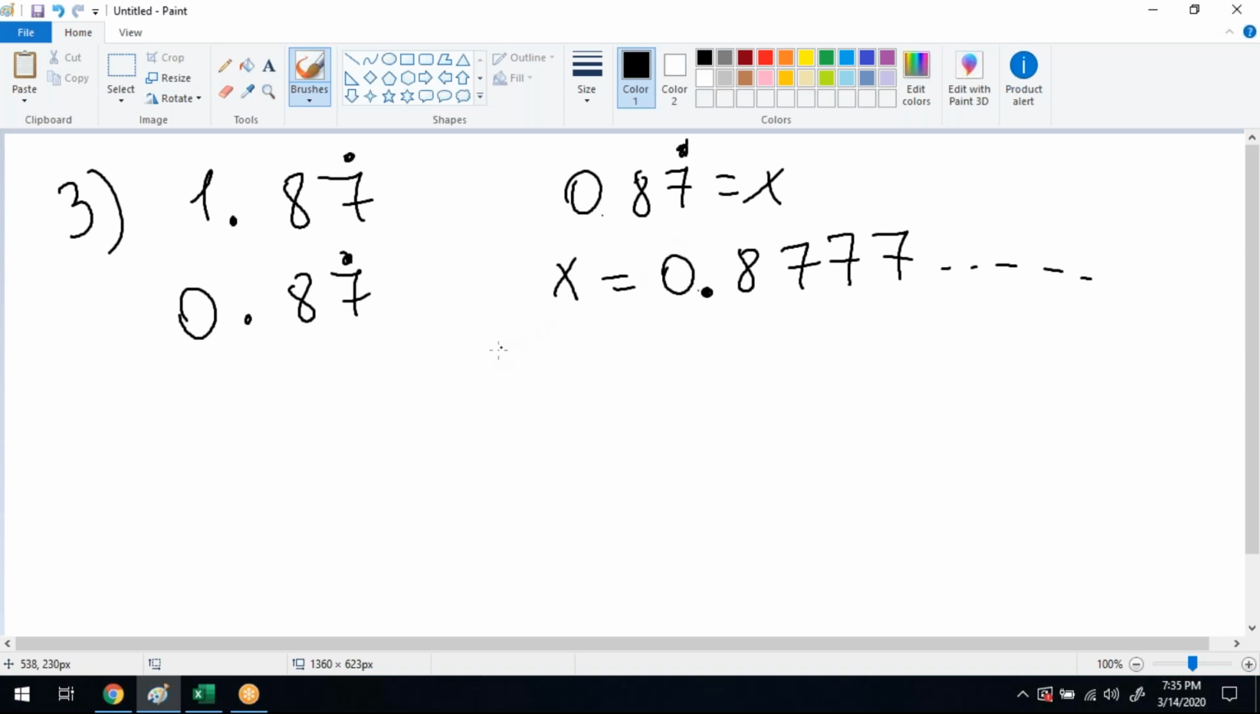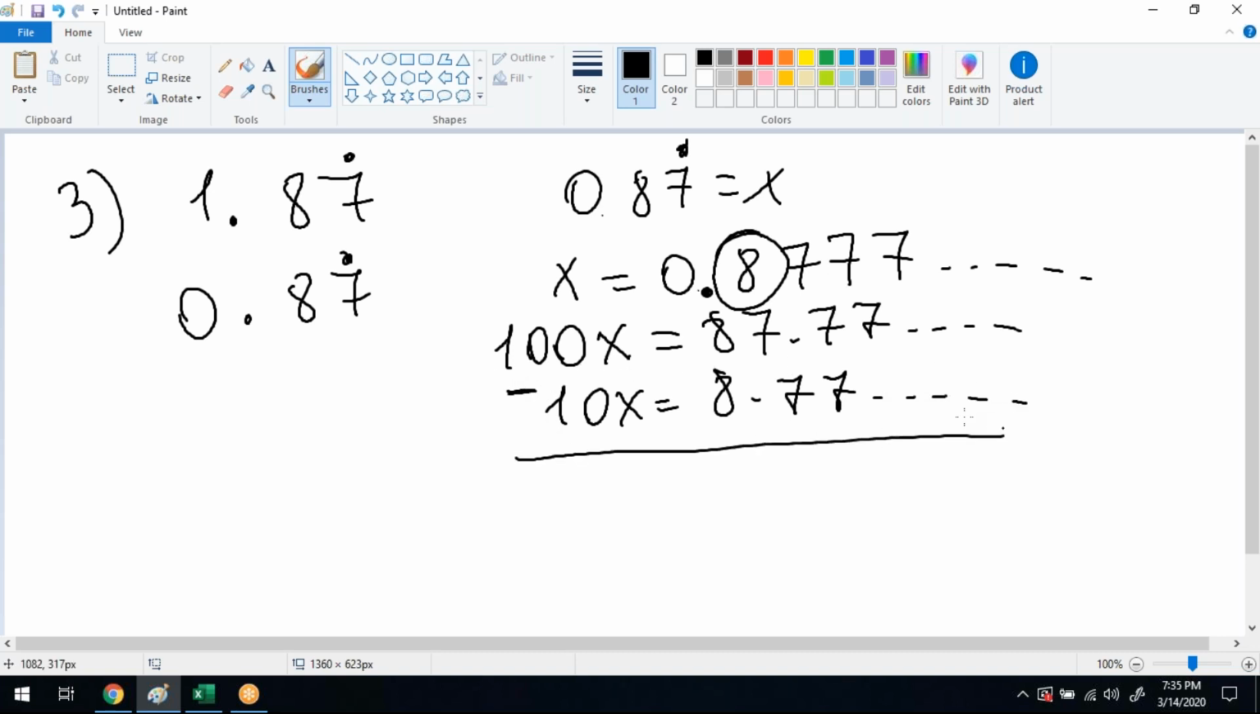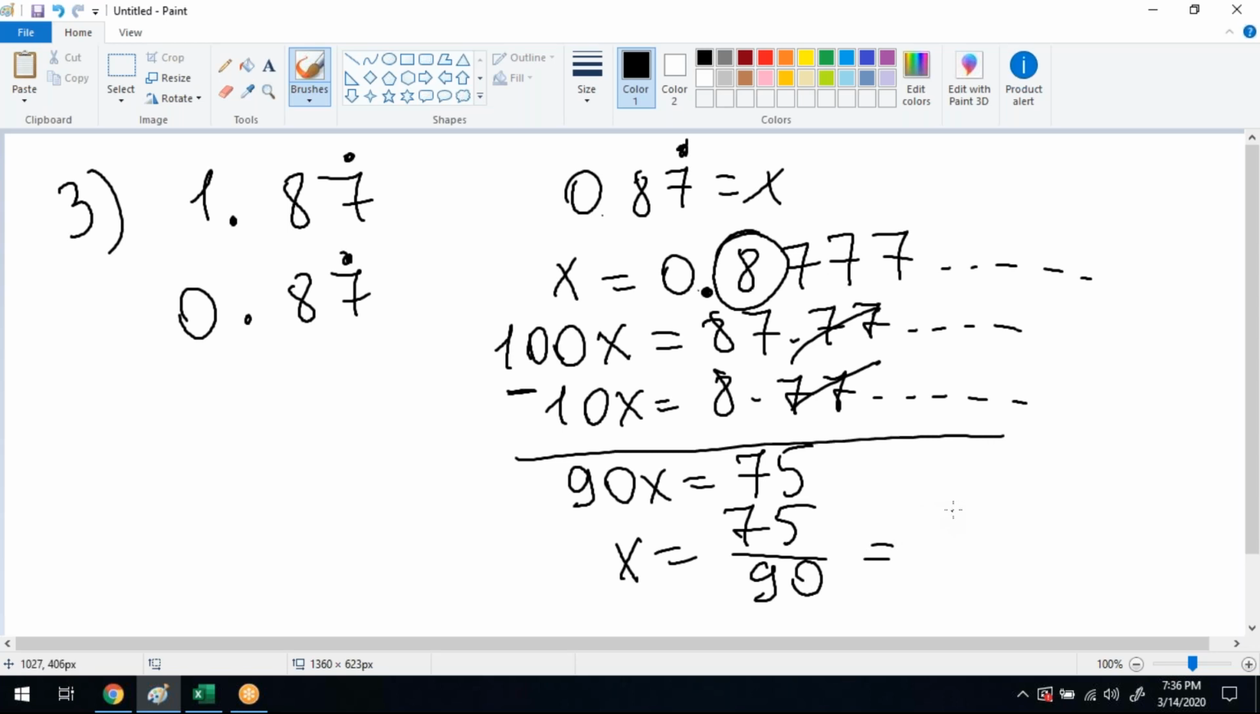Since I have two numbers after the dot, I have to multiply by 100. It will be 87.77 and so on. Since I have one number after the dot that is not repeating, I have to multiply by 10. It will be 8.77 and so on. And if I subtract these, it will be 90x equals 75, because these will cancel each other out. x will be 75 over 90. If I divide by 5, it will be 15 over 18, and by 3, it will be 5 over 6.